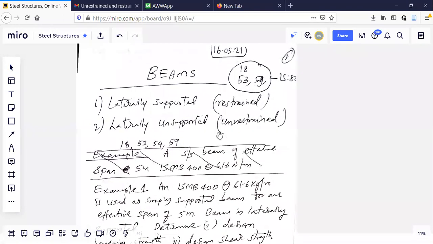In today's topic, module number 1, it is beams. The page numbers of the IS code I have written: 18, 53, 59, like that. Maybe 54 may also be required. We'll see that one. It is exactly here. These are the pages of the IS code book.